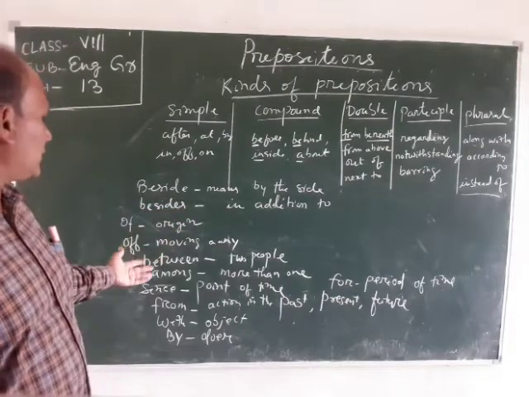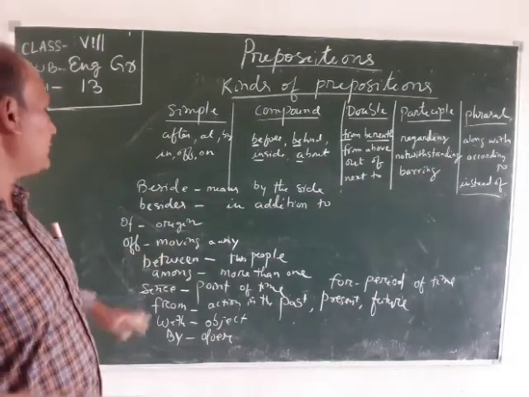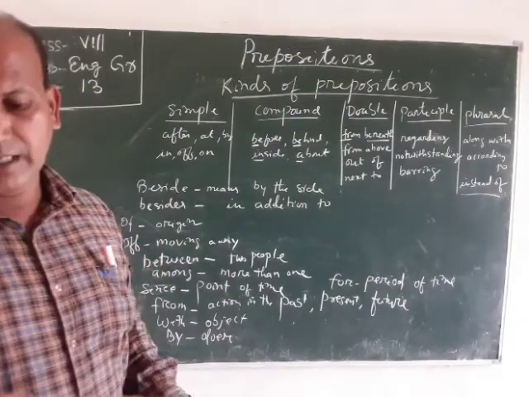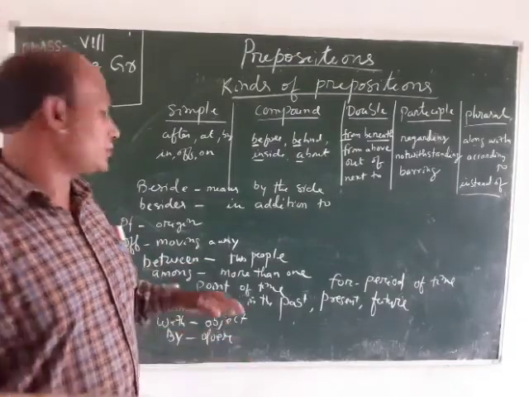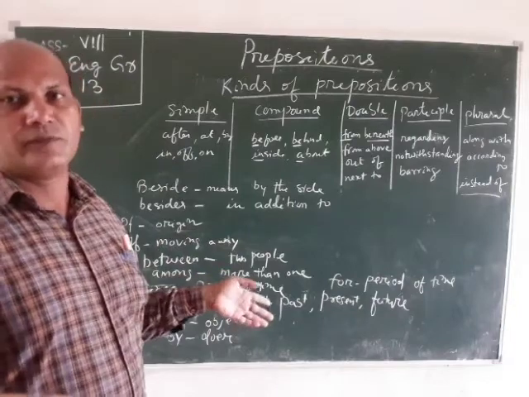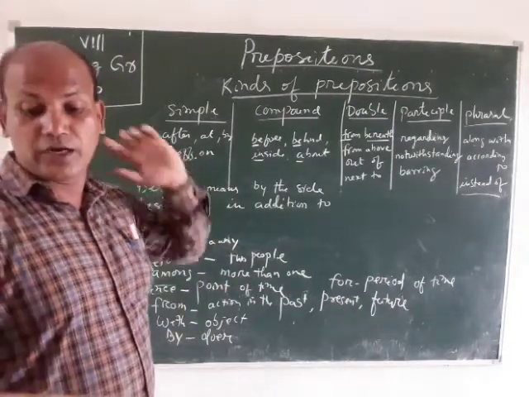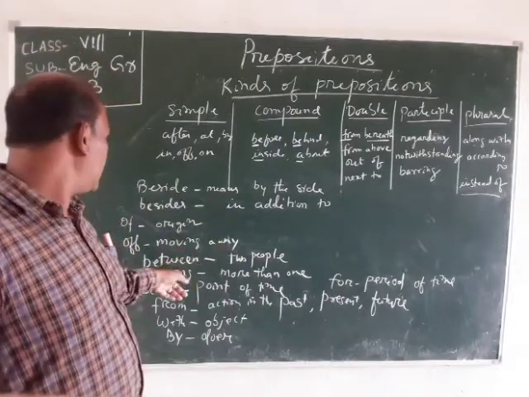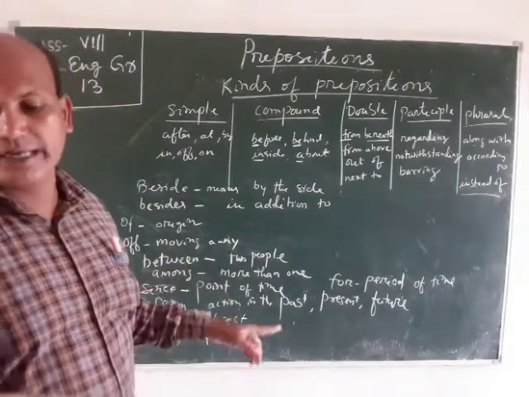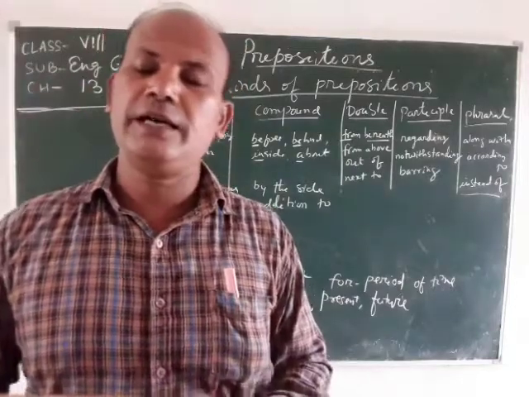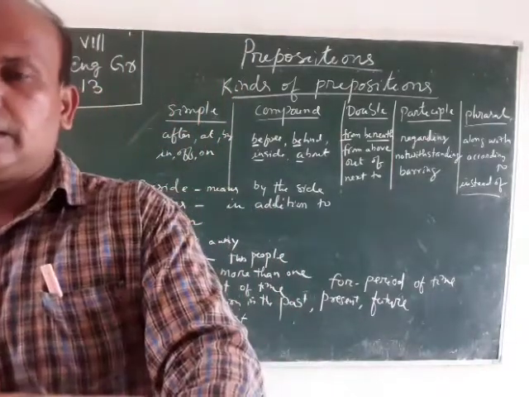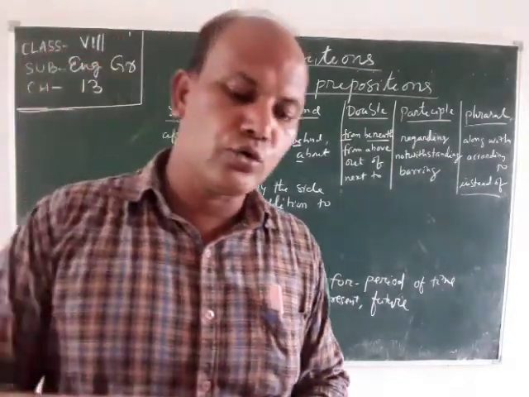Okay, of means origin, and off means moving away. For example, the copper is made of pure silver. Of means origin, जहाँ से शुरुआत हुआ है, बना है. But he fell off the wall. Fell off the wall means moving away from the wall and hurt himself. Wall से गिर गया और हाथ में टूट गया. So that is of and off.